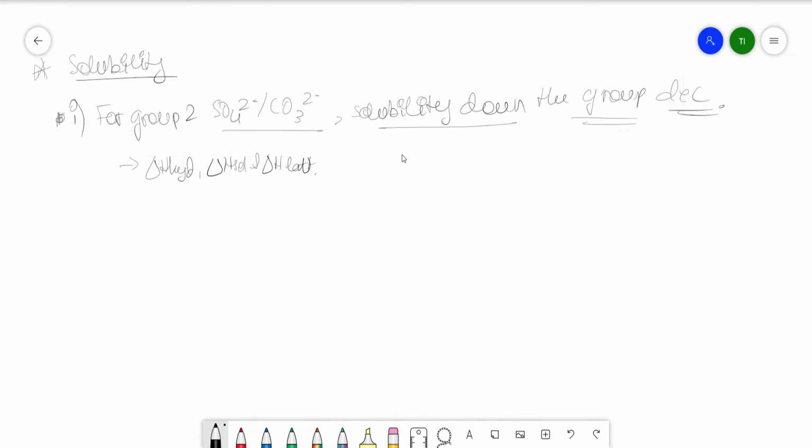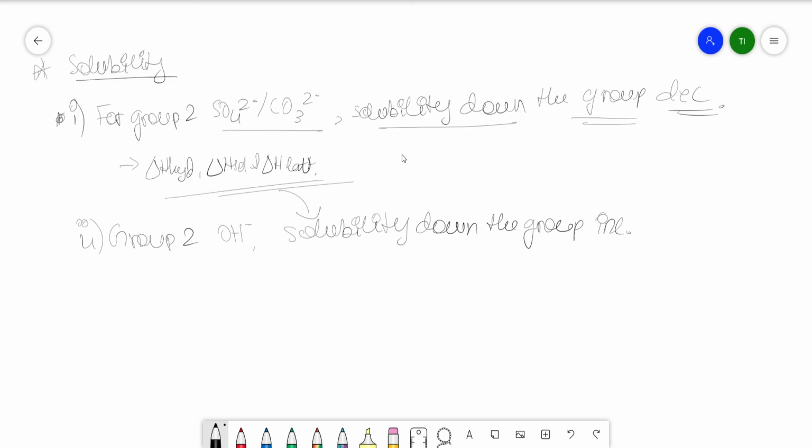And for group 2 hydroxides, the solubility down the group increases. Okay, that's really all you have to remember for now. And the reason again is something to do with these three, and you'll learn more about this in your A2 chemistry. You don't need to go into an understanding of this now. You just need to know the fact for what it is.